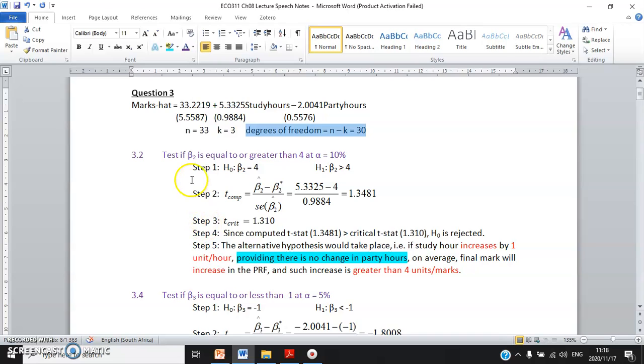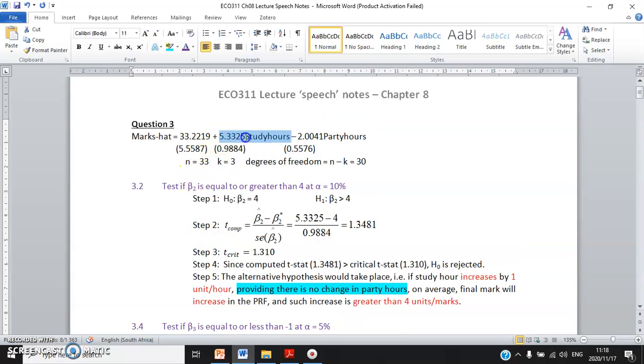Okay, so first one. Currently, in the sample regression function, your B2 head is 5.3325, which is greater than 4 actually. So I want to know what is going to happen in the PRF. Would the true B2 be equal to 4 or greater than 4? You spot the keyword greater than, so it must be a one-sided right tail test. Step 1, I think you should be fine with the null hypothesis and alternative hypothesis.